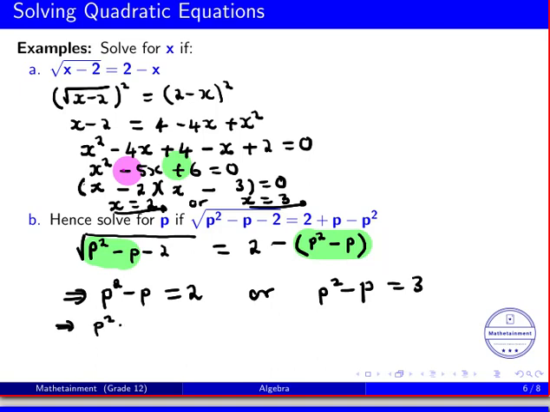Now you are going to have p squared minus p minus 2 equal to 0, or p squared minus p minus 3 equal to 0. So you want to solve for p on both these equations. Now, having used the word hence, it means you are able to use what we have found above. And you can see that on the first option, we have a trinomial there. So to factorize it, you definitely need to use the trial and error method. On the second one, you also have a trinomial. To factorize it again, you also need to use the trial and error method.